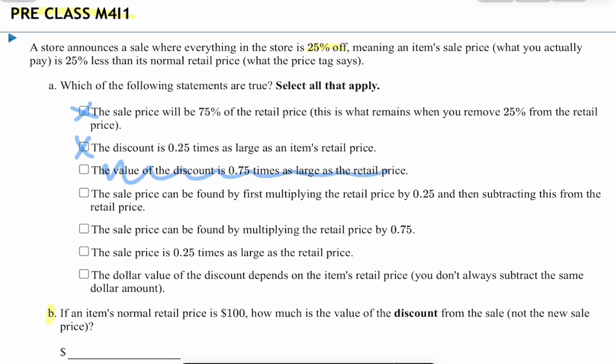The sale price can be found by first multiplying the retail price by 0.25 and then subtracting this from the retail price. Yep. The sale price can be found by multiplying the retail price by 0.75. Yep, I told you there were two ways to do these problems. The sale price is 0.25 times as large as the retail price. Yep. The dollar value of the discount depends on the item's retail price, of course.